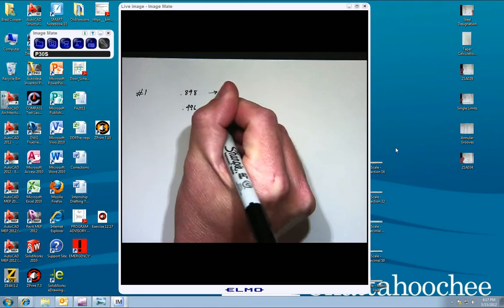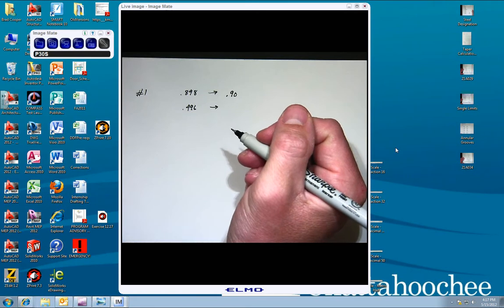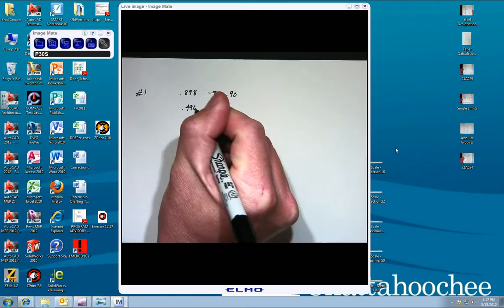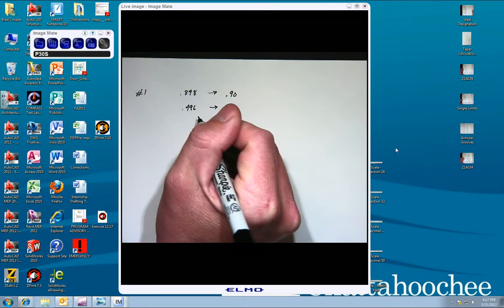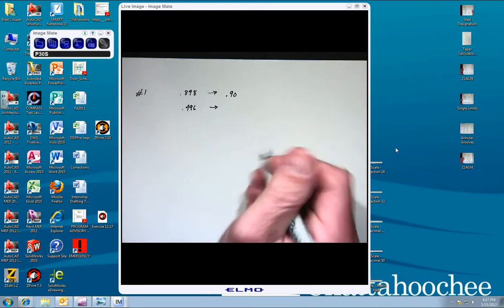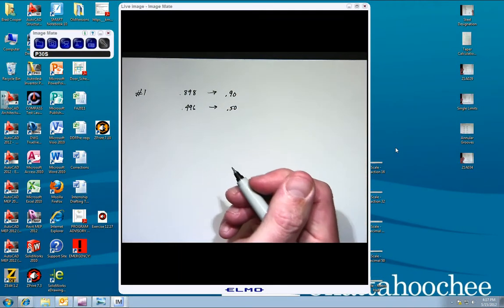Okay, so let's look at another example, 0.496. Okay, so this is another example of rule 1. When the figure following the last digit to be retained is greater than 5, this number is greater than 5, increase the last number by 1. This is the last number it's talking about, so we're going to go up by 0.01. So that would be 0.50.